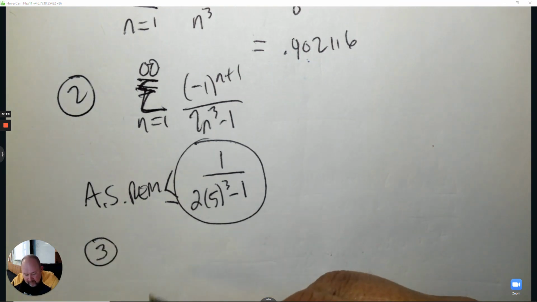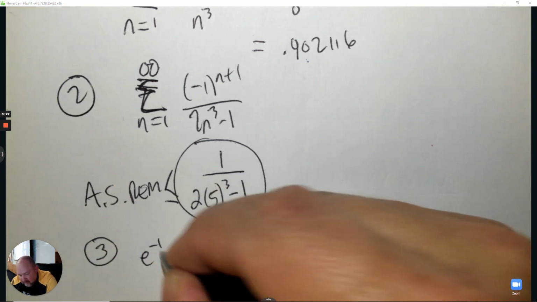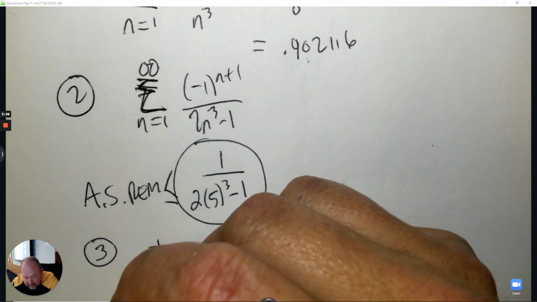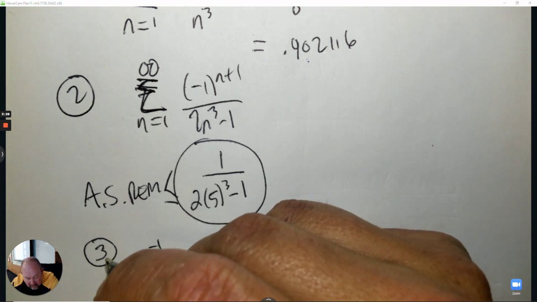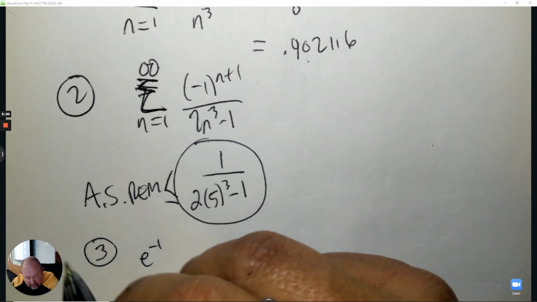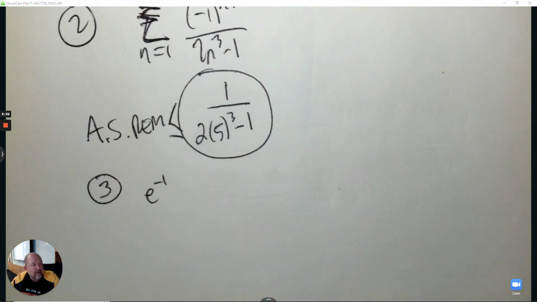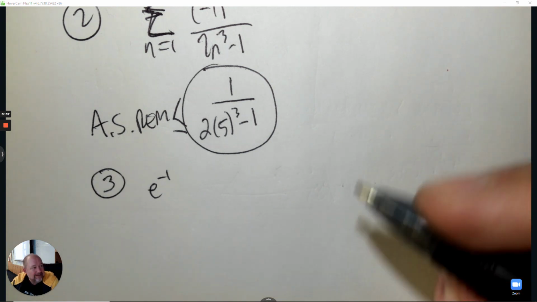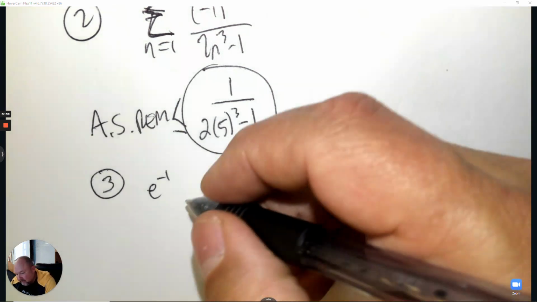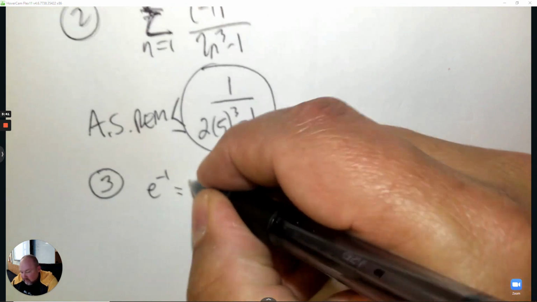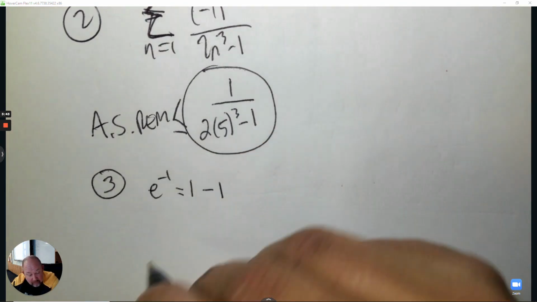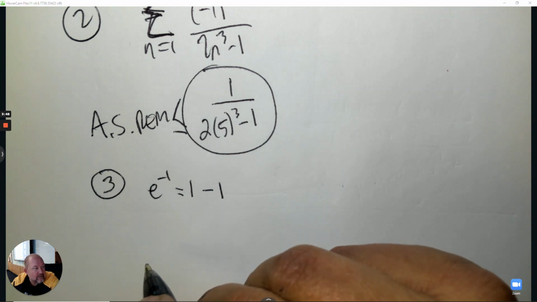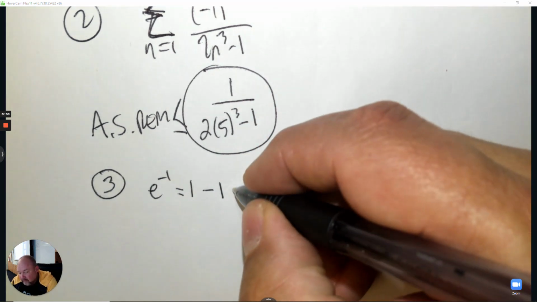Number 3. Approximate e to the negative 1 with a 6-degree Maclaurin. That means it's centered at 0. And find an upper limit for the alternating series remainder. So I need to know the next term, right? First of all, e to the negative 1 is a power series, an elementary series that you should know. So we'll first do the first, how many? 6. So let's do the first 6.